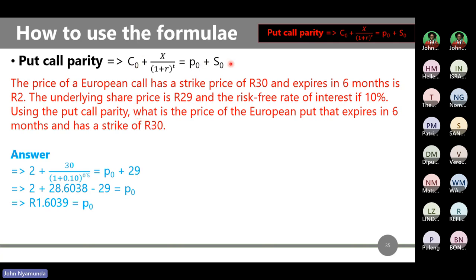So we take our formula there. What is the call price? We are told the call price with a strike price of 30 is 2 rand. So 2, this C, the call price premium, plus the strike price, 30, given here, divided by 1 plus the risk-free rate of 10%, so 1 plus 0.1 to the power of 0.5, because it expires in 6 months, equals P, the put option premium, which is what we are looking for, plus 29, the underlying share price, the spot price. Then you do your algebra, and it gives you that.